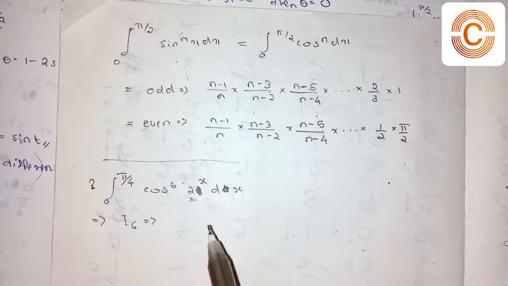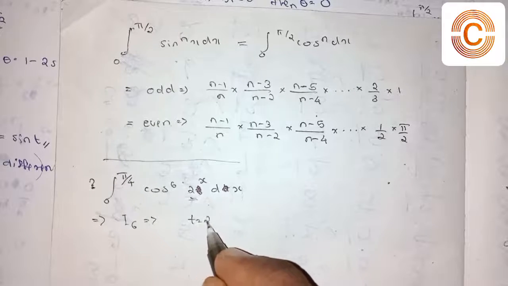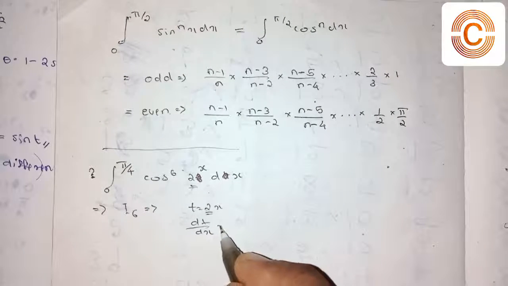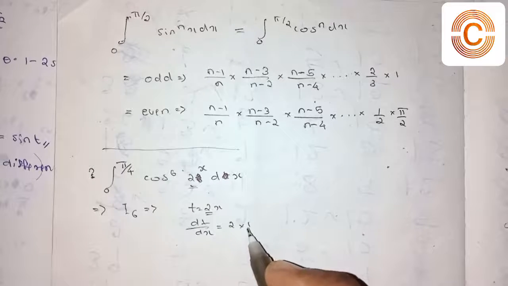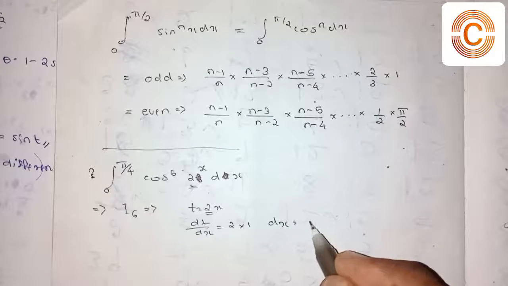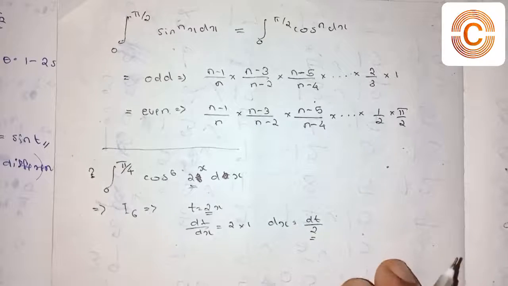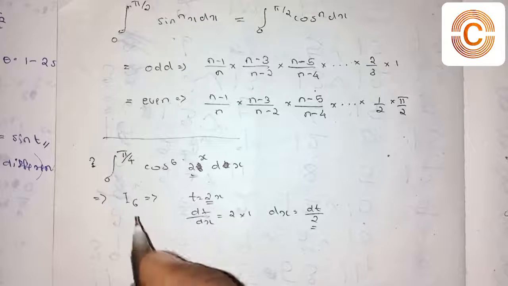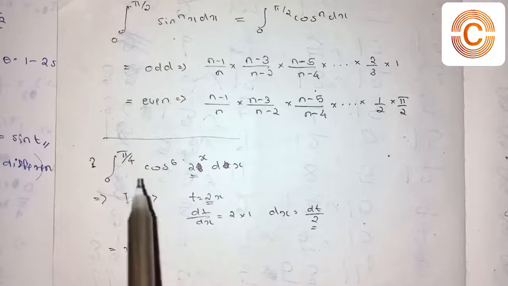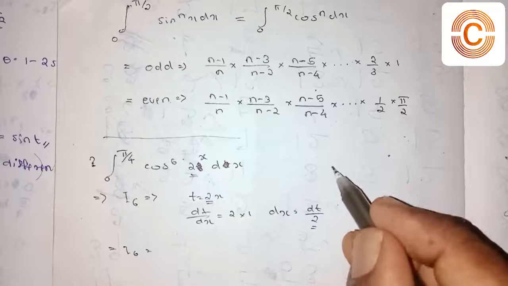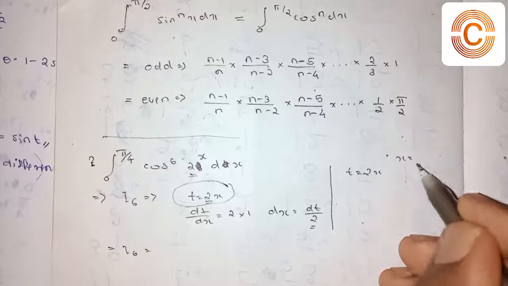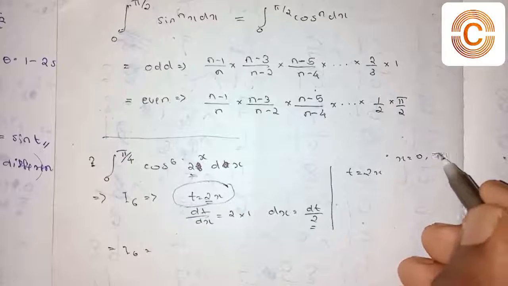So we can use the substitution method here. Put t equal to 2x, then find dt divided by dx, the derivative of the function, which is equal to 2 into 1. Arranging the equation, we get dx equal to dt divided by 2. Then applying these in the formula, before writing it we want to convert the limit also. Note that t is equal to 2x, and x has two values, 0 and pi by 4.